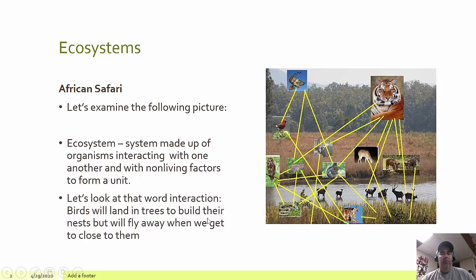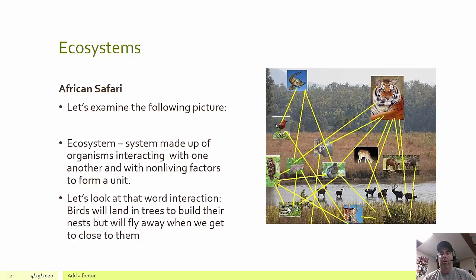So let's look at the word interaction. Birds will land in the trees to build their nests, but will fly away when we get close to them. So again, they're using that as shelter. You've got the grassland that the snakes are going to be hiding in. So again, there are different interactions that will take place.